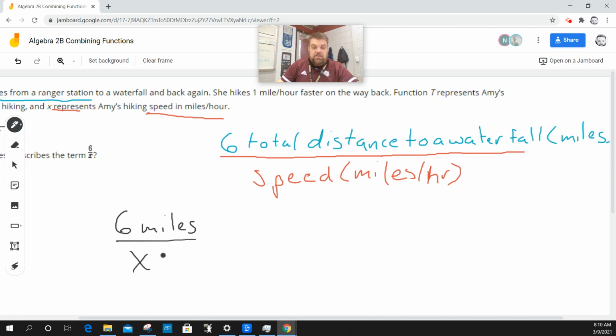in X miles per hour. So this is a cool thing. I don't know if you guys are aware of this, but when you divide by a fraction, you really multiply by the reciprocal. Okay?